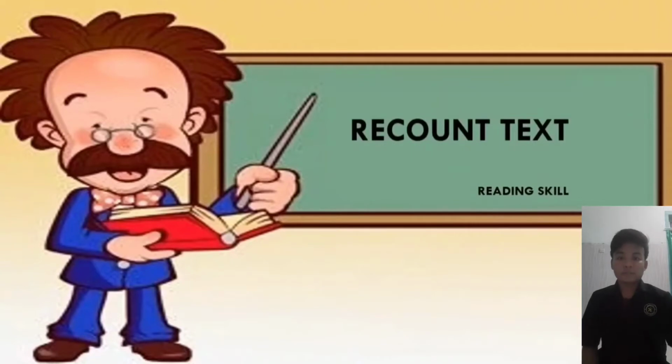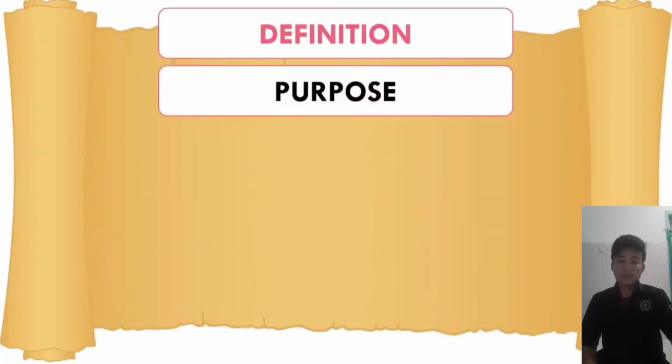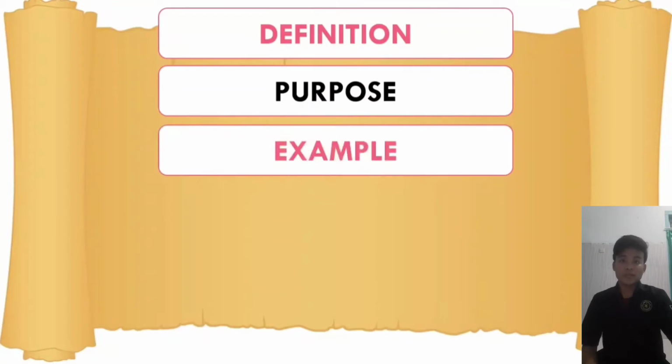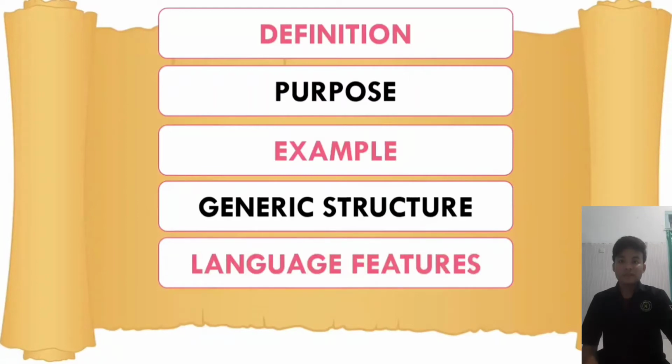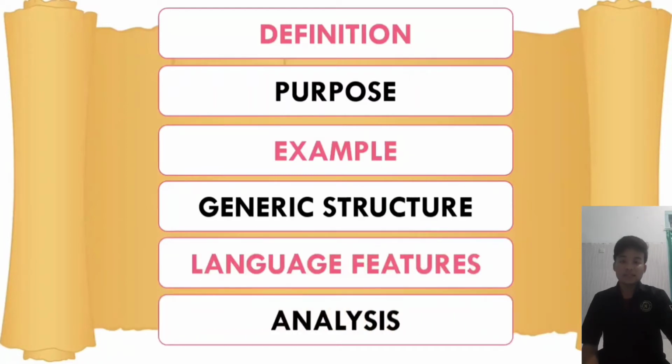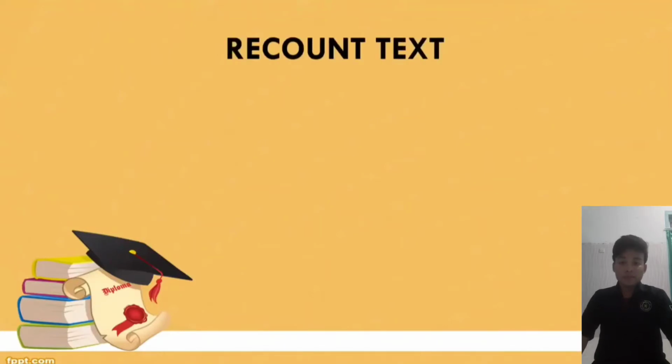Okay, all my students, here we have materials about recount text. So here I would like to tell you, for the first is about definitions, for the second is about purpose of the text, the third is example, the fourth is generic structure, the fifth is language features, and the last is analysis of the text. So all students, do you know about the recount text before?